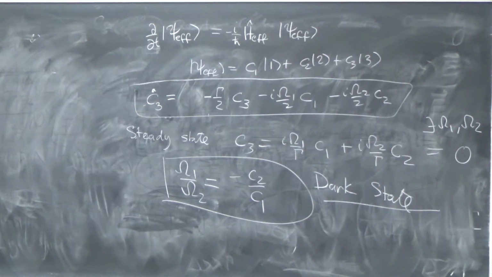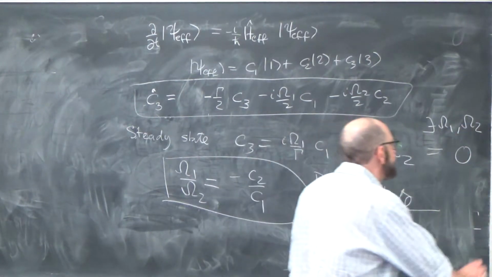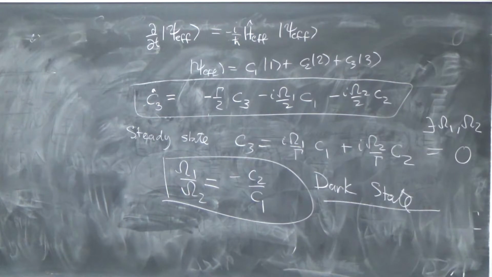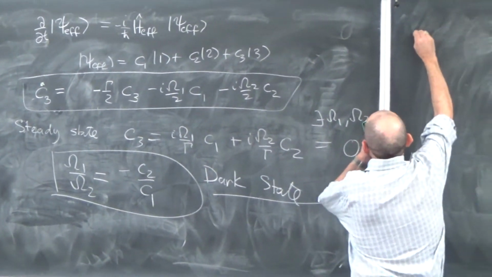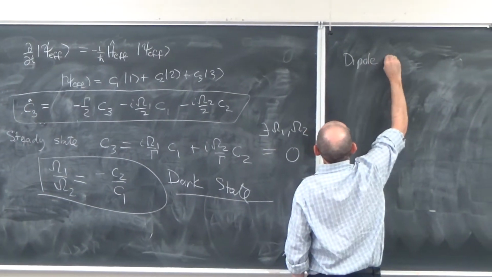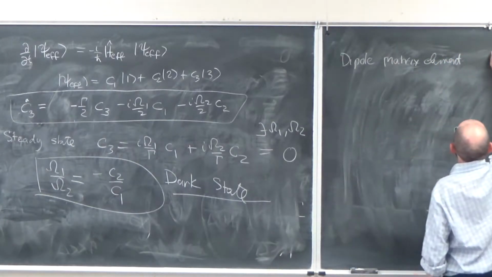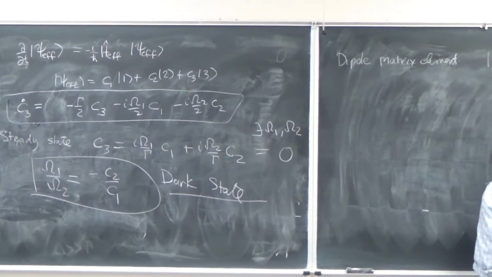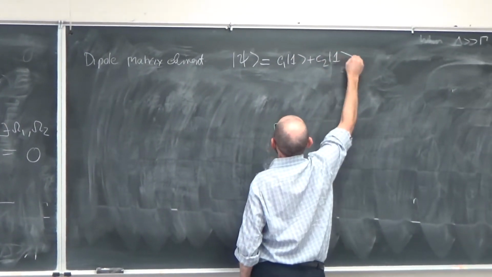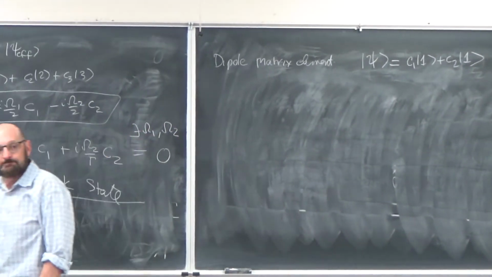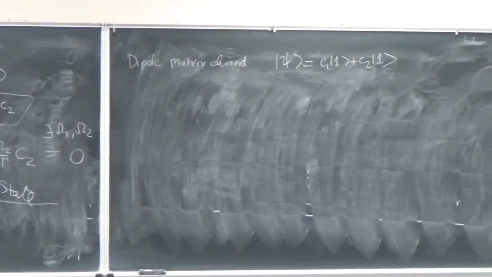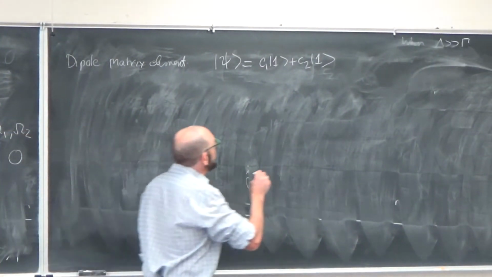What does that mean? Let's take a look physically at what's going on. The dipole matrix element. Let's say I have some state which is in some superposition of the ground states. These are two sublevels, 1 and 2, which are both in the electronic ground state. Okay. And now I'm going to shine on this laser at my interaction Hamiltonian.